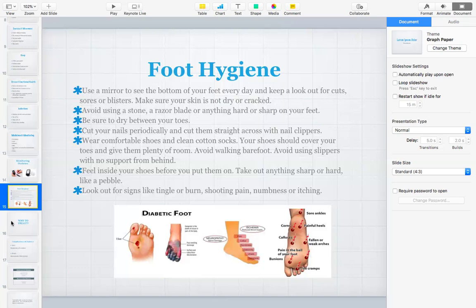But the whole intention is for you guys to start taking care of yourself. If you have diabetes or pre-diabetes or family history of diabetes, no one is spared. So the earlier you start making changes, the better.